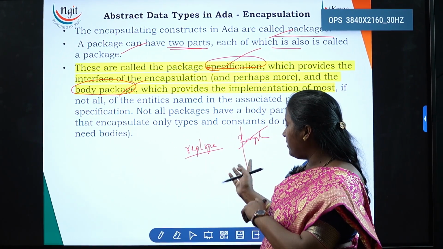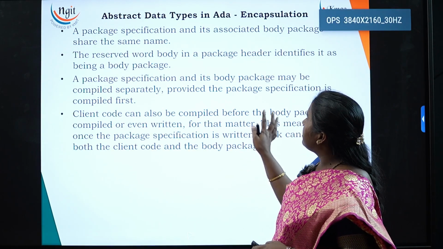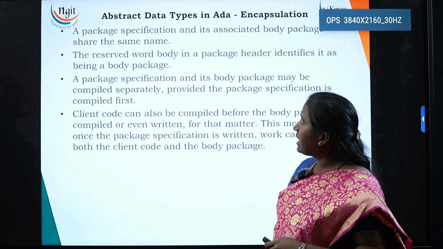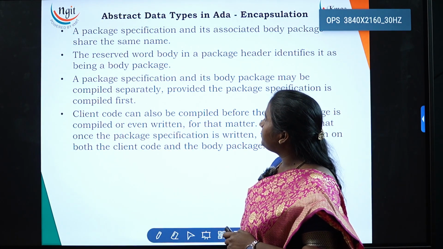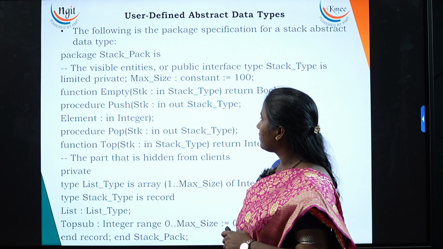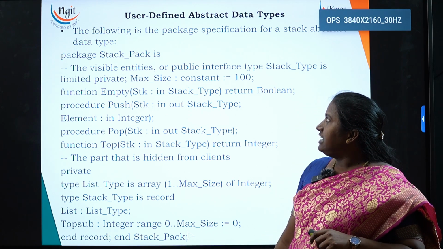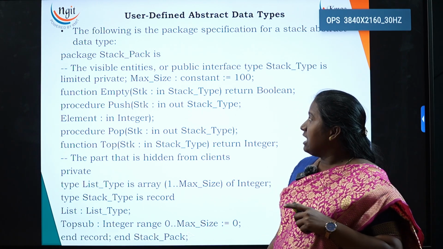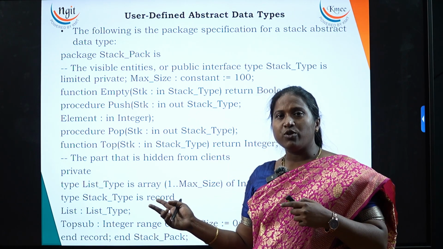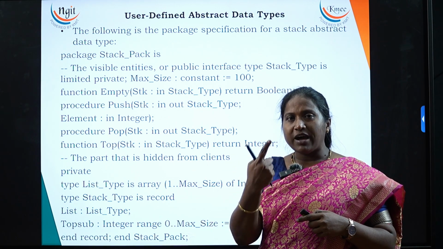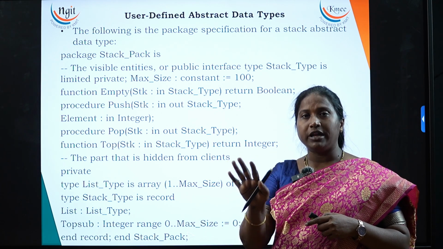Now, let's see how it is maintained with an example. A package specification and its associated body package share the same name. That's true, right? Now, look at this example. In this example, you will find something new: it has two parts. As I specified in the previous slide, you can see this program in two parts. One part is the specification part, the other part is the body package, the body part.